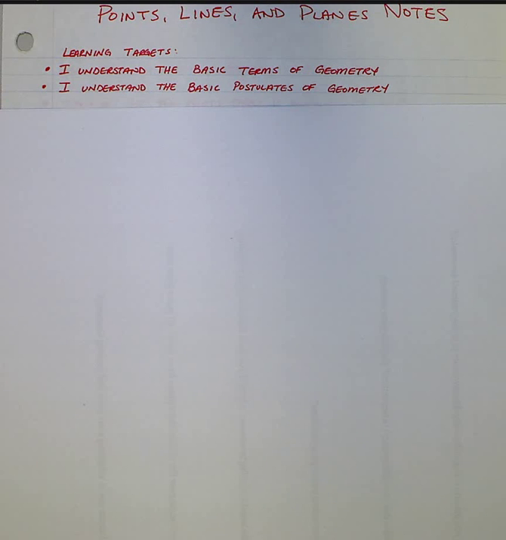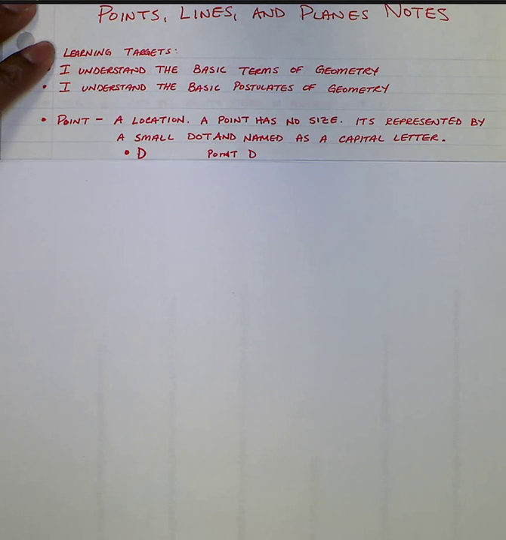Okay, so some of the basic terms. Point. A point is a location. A point has no size. I said that we're going to talk about the undefined terms. Point is our first undefined term, and I like to reason that it's an undefined term because as soon as we make it or use it or draw it, we break its definition. So the definition of a point is a location that has no size. But we represent it with a small dot.